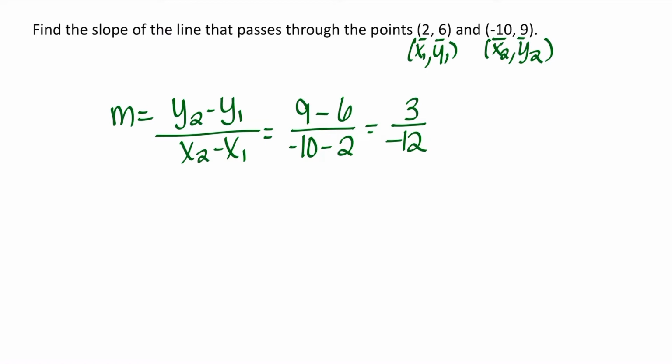So 3 over -12 will simplify. 3 goes into 3, leaving me with 1. 3 goes into -12, leaving me with -4. So my slope is going to be -1/4.